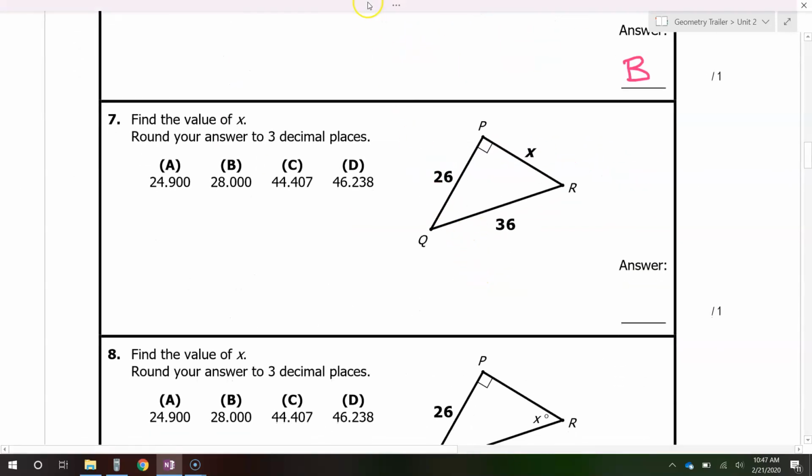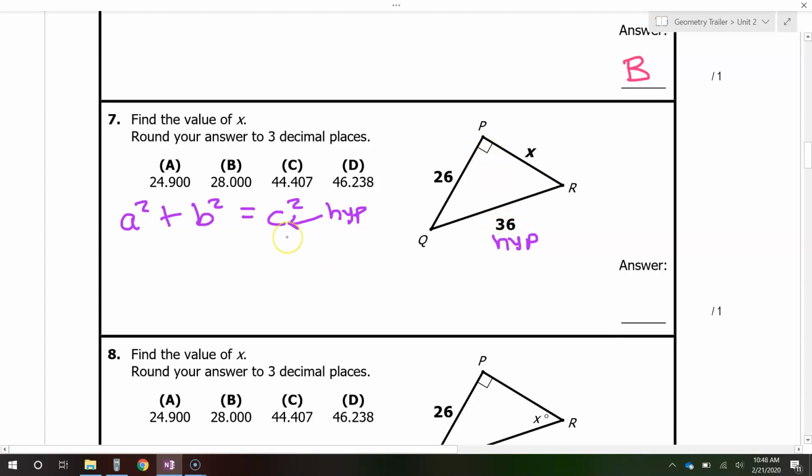All right, take a gander at problem number 7. Find the value of x, 3 decimal places. Okay, again, this is going to be the Pythagorean theorem. I know that because there are no angles involved. I'm given 2 sides and I'm looking for the third side. So we're going to do the Pythagorean theorem like a squared plus b squared equals c squared style. But please remember that the c is always the hypotenuse. So we still need to identify the hypotenuse. This is the hypotenuse. It's across from the 90-degree angle.